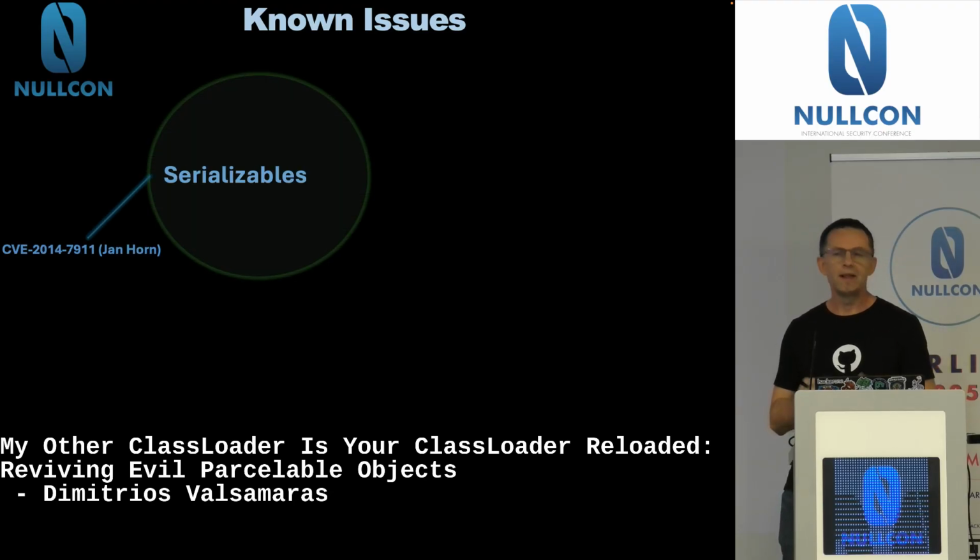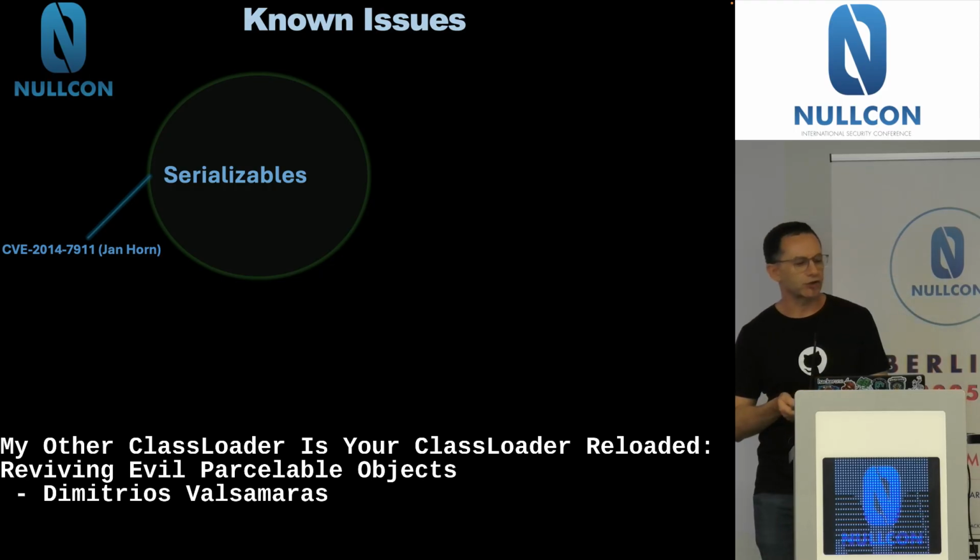The first one, regarding serializables, was discovered in 2014 by Jan Horn, who proved that the object to be deserialized was not inspected to check whether it actually belonged to a serializable class. This way he was able to deserialize objects of any class, and by doing that with a specific class, he was able to get control of a pointer during the garbage collection process and get arbitrary code execution with system privileges.